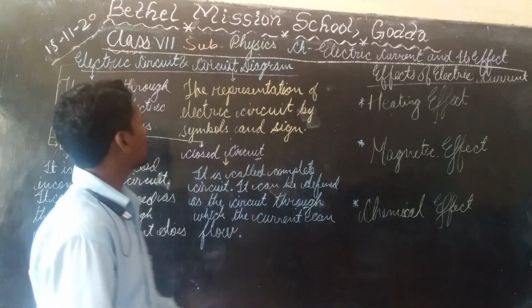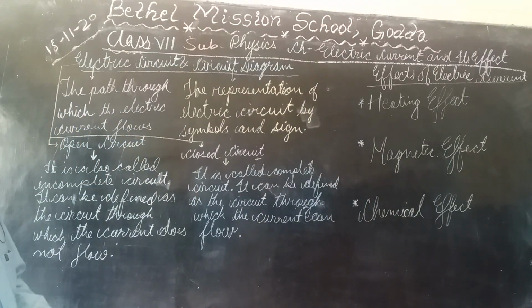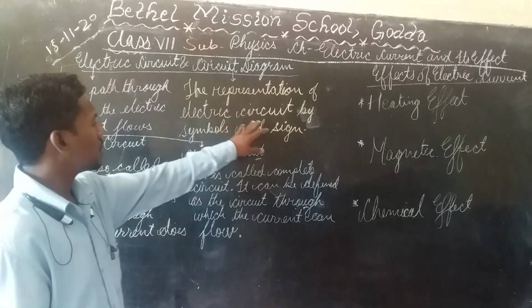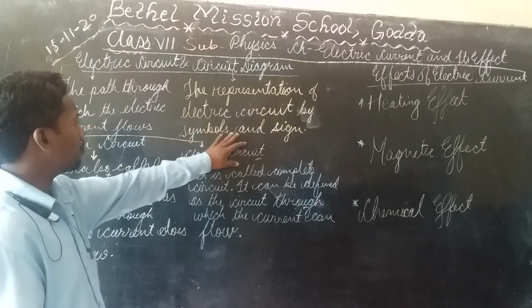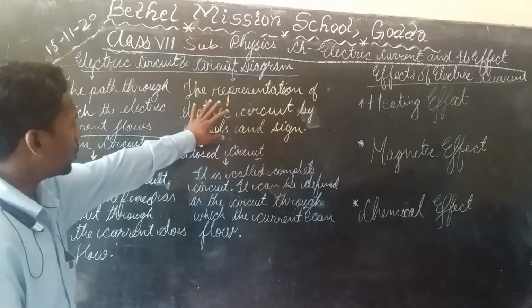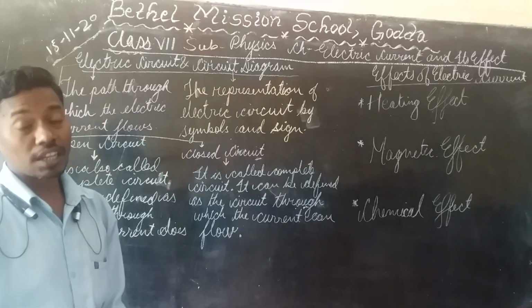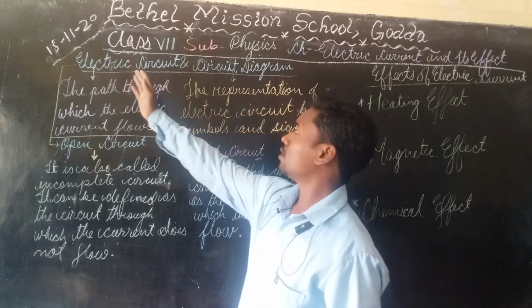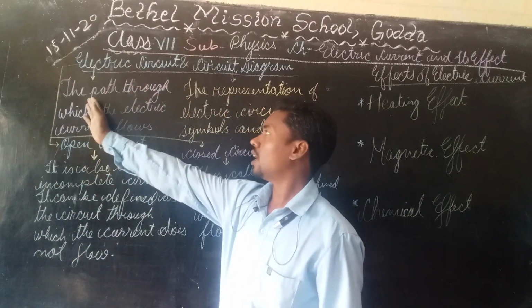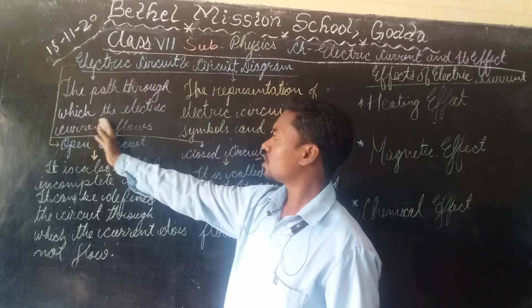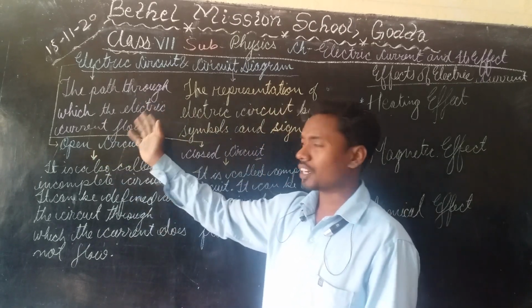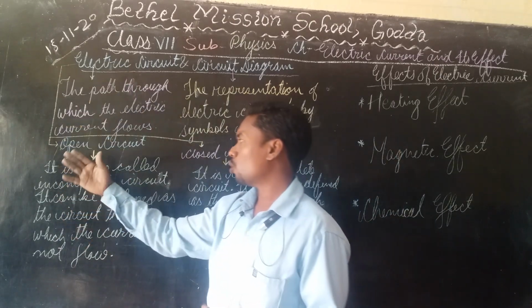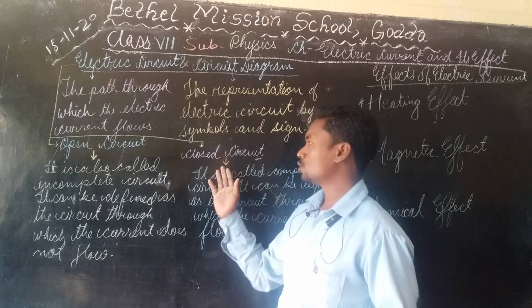As I have written here, representation of an electric circuit by means of symbols and signs is called a circuit diagram. And on this side, I have written the different types of electric circuit. The path through which the electric current flows is called the electric circuit, and this electric circuit can be classified into two types. One is open circuit and another one is closed circuit.